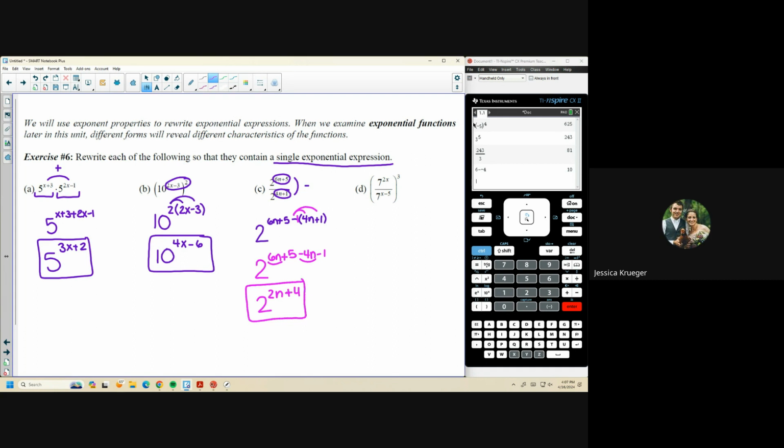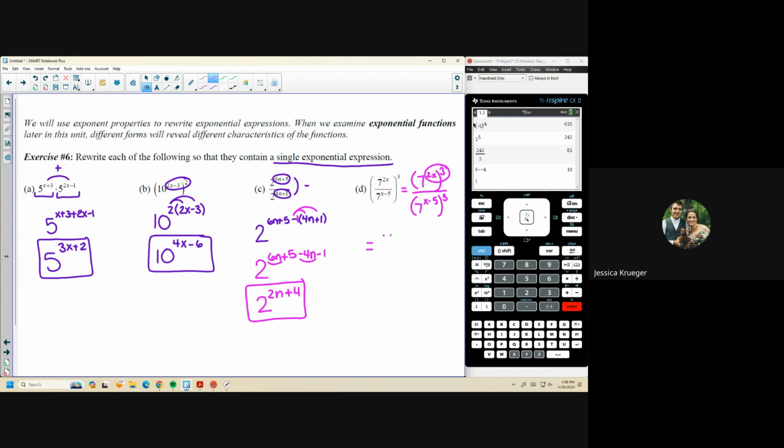And then part D, I've got 7 to a power over 7 to a power that's also being cubed. So since I'm cubing the whole thing, I can break this down and say, okay, that means I've got 7 to the 2x cubed over 7 to the x minus 5 cubed. When you cube a whole fraction, you can rewrite it as cubing the top over cubing the bottom. So I need to multiply these.